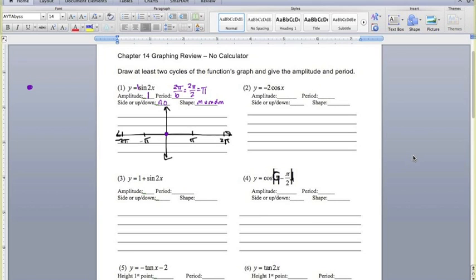At the end of 1 period, which is pi, it's back at the middle. And in the center of its cycle, it's in the middle. Halfway between the first 2 middles, it has an up. And halfway between the second 2 middles, it has a down. So that's what our little curve would look like.